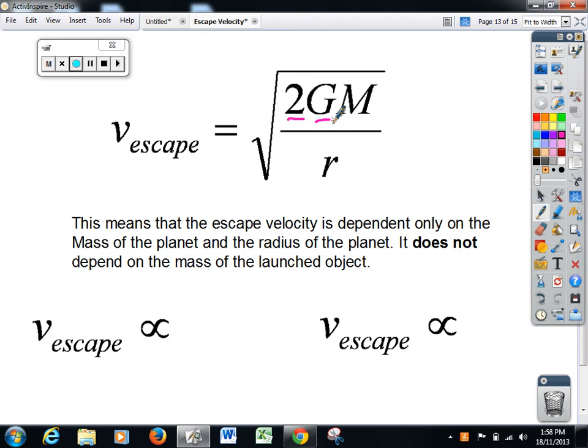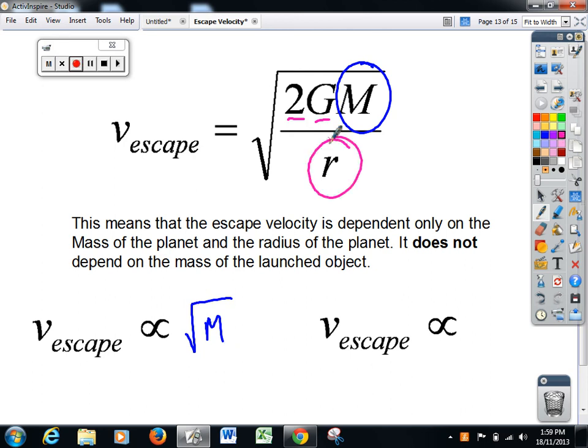The 2 and the G are constant, aren't they? So that will never change, because G stays at 6.67 by 10 to the minus 11 no matter where you are in this universe. The first thing it must be dependent upon is the square root of M, the mass of the planet. So v, the escape velocity, is proportional to the square root of the mass of the planet.